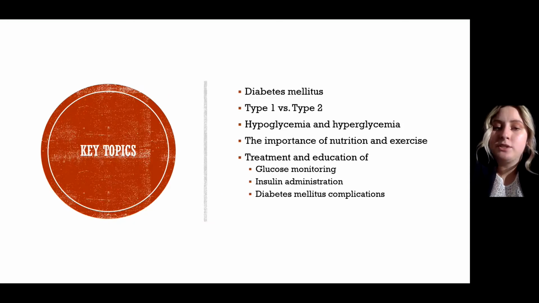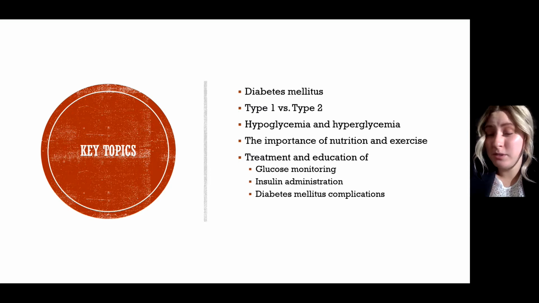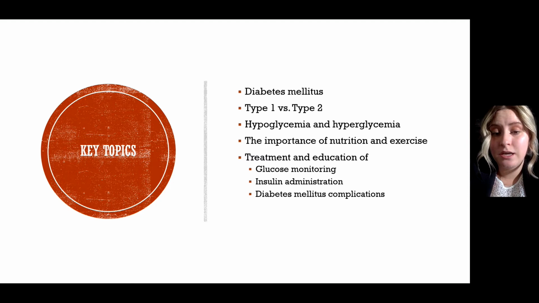So some of the key topics that we talked about today include an overview of diabetes mellitus, including the prevalence, the difference between type 1 and type 2, what is hypoglycemia, what is hyperglycemia, what are the signs and symptoms, the causes, and what should we do as a home health nurse. Additionally, we talked about the importance of nutrition and exercise, and we also talked about the treatment and education of glucose monitoring, insulin administration, and diabetes mellitus complications.